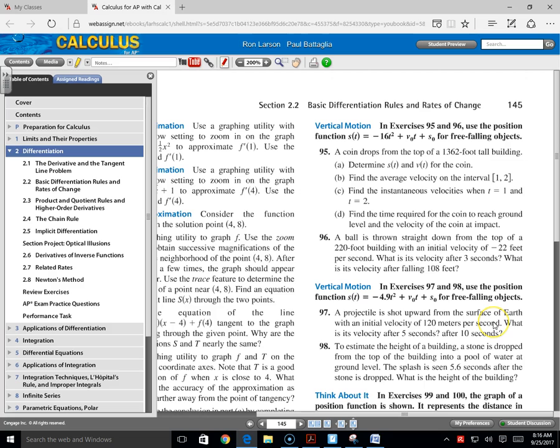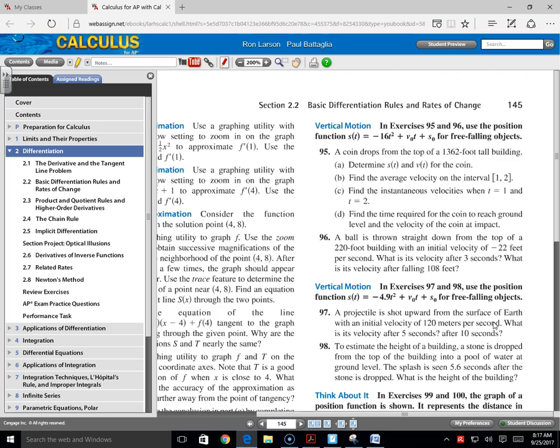So, what are the directions for 95? Use the position function. Did they give me an equation? Yes, but what's missing? We kind of wrote it on our formula card. What's V sub 0, aka V sub naught? What's that stand for? Initial velocity. So, in number 95, when it says a coin drops, what are you going to say initial velocity is? 0. See, you have to make the connection. They're not going to tell you V sub naught equals.